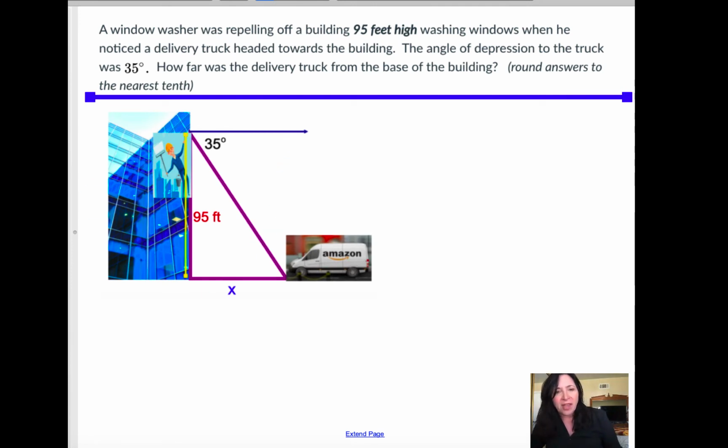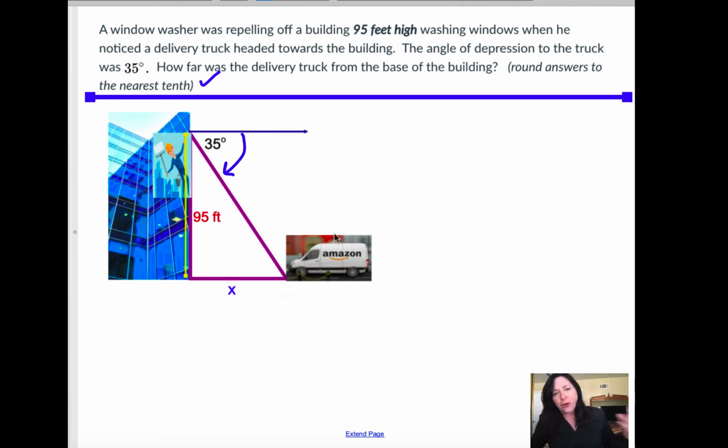For this problem, it says a window washer was rappelling off a building 95 feet high, washing windows, when he noticed a delivery truck, of course Amazon, headed toward the building. The angle of depression to the truck is 35 degrees, so that's 35 degrees right there. How far was the delivery truck from the base of the building? X. Round answers to the nearest tenth.